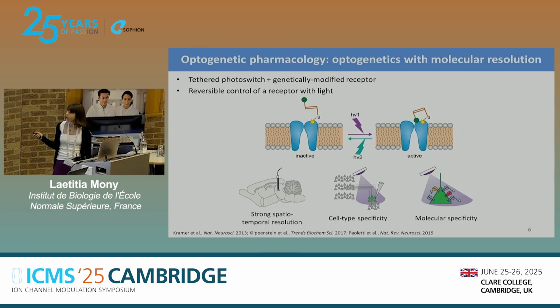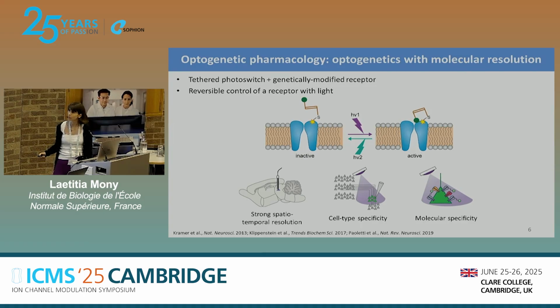So optogenetic pharmacology allows reaching such a high level of molecular selectivity. This approach is based on the covalent attachment, onto a genetically modified receptor, so usually a cysteine mutated receptor, of a photoswitchable compound that can alternate between an inactive configuration and an active configuration upon shining of a specific wavelength, and back to the inactive configuration upon shining of a different wavelength, hence allowing reversible control of the receptor with light.